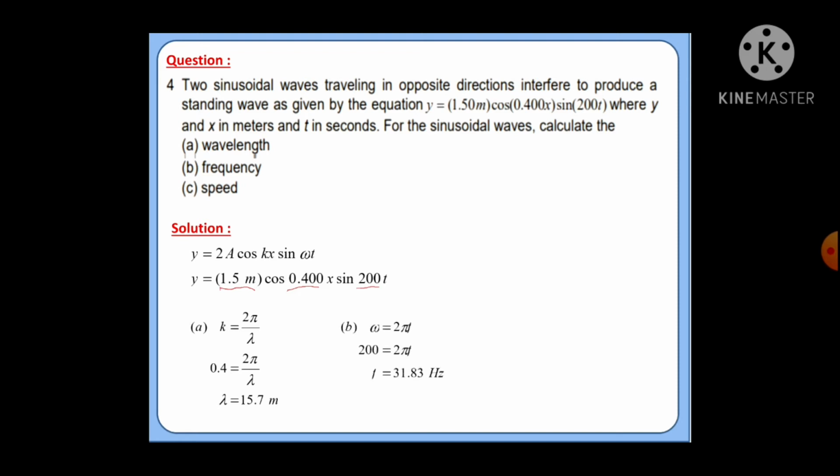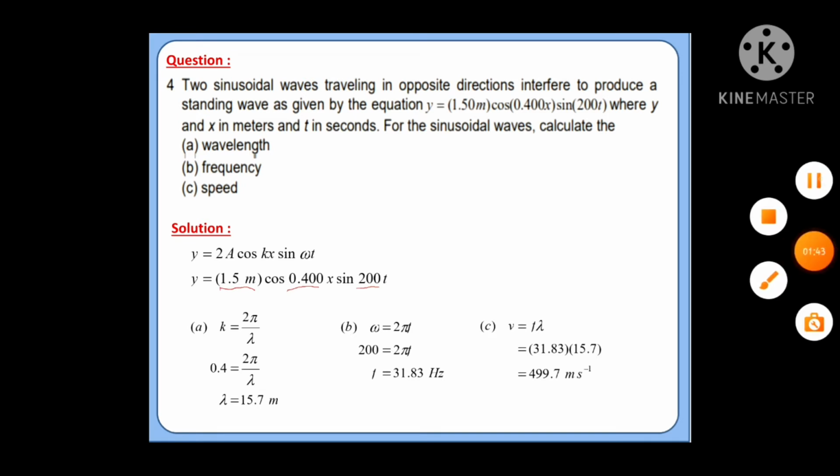meter. The next question is to calculate the frequency, where we can use the angular frequency equation, and you get the frequency which is 31.83 Hz. And the last one, to calculate the speed of the standing wave. We use the equation for the wave speed, v equals f lambda, substituting the frequency and the wavelength that we calculated in A and B. So you get the speed of the standing wave, which is equal to 499.7 meter per second.